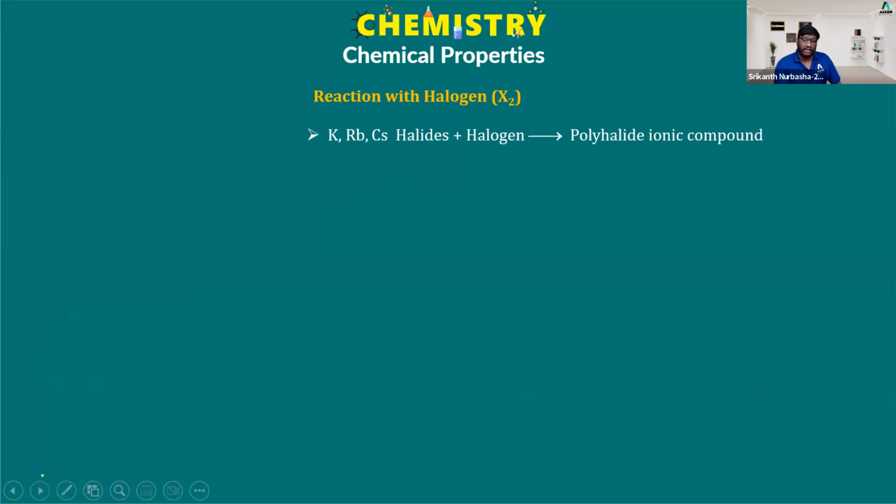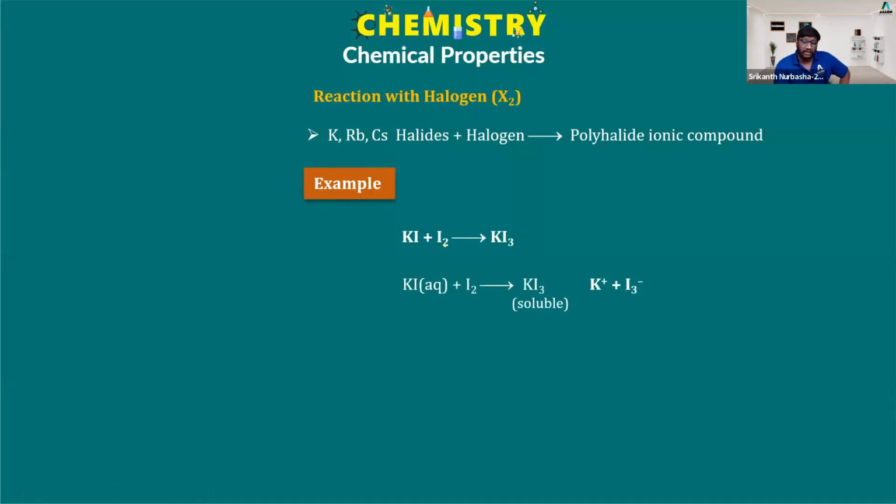Potassium, rubidium, and cesium halides will react with halogen to form polyhalide ionic compounds. For example, KI plus I2 will form KI3, where KI3 exists as K plus and I3 minus ion. What is the structure of I3 minus ion? Linear. Linear in shape.